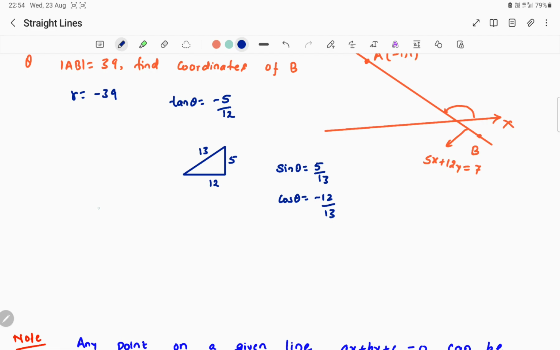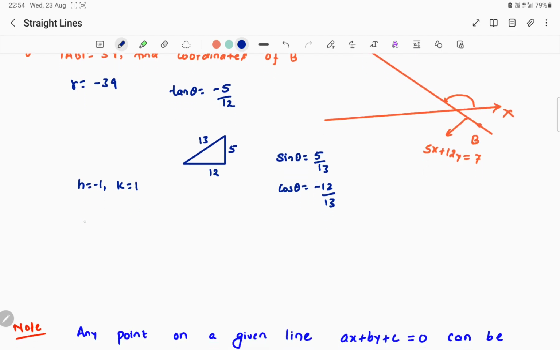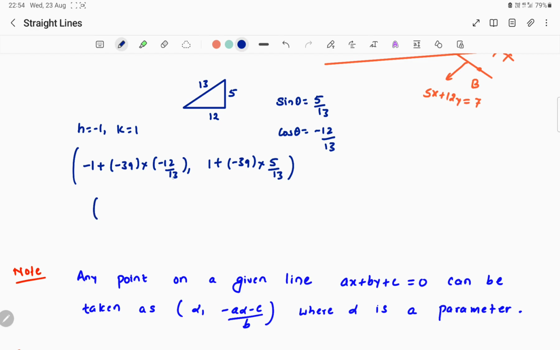So what is your coordinate? Your h is minus 1 and k is 1. So the x coordinate will be h plus r value, which is minus 39, into cos theta, which is minus 12 by 13. And the y coordinate is k plus r, which is again minus 39, into sin theta, which is 5 by 13. So when you simplify this, 13 will cancel 3 times, and minus into minus will be plus. So we got 35, and here we got 1 minus 15, which is minus 14.